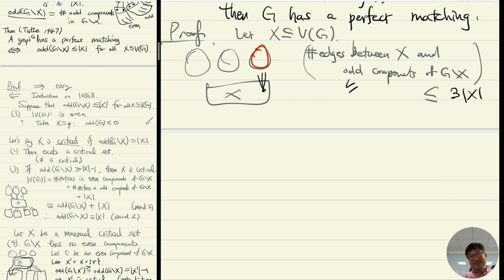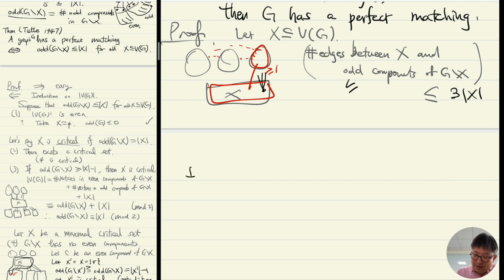Wait, but okay. Now let me first say a cheating, and then later I will fix it. So for each component, here's a component, and here's a set X, and there are no edges between these components. So you must have at least 1 edge. Why? Well, that's the place where I'm going to use 3-regularity.